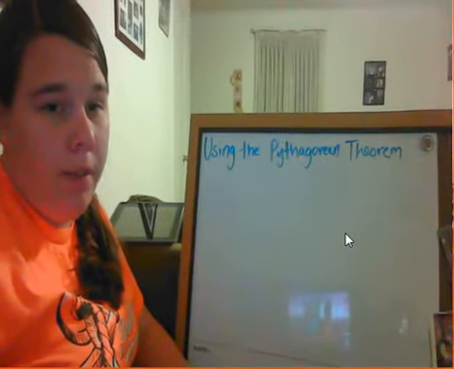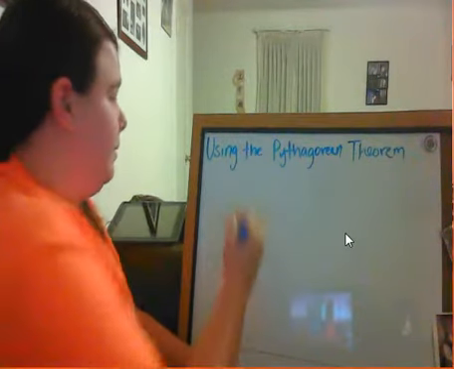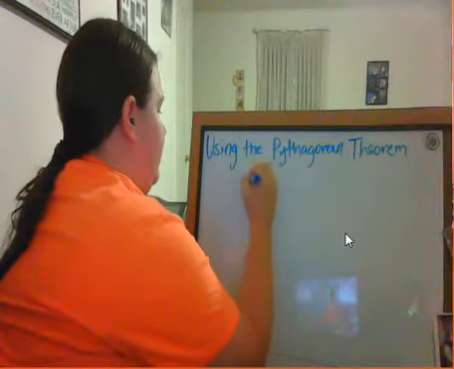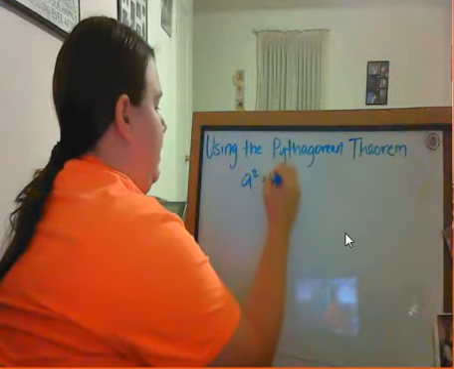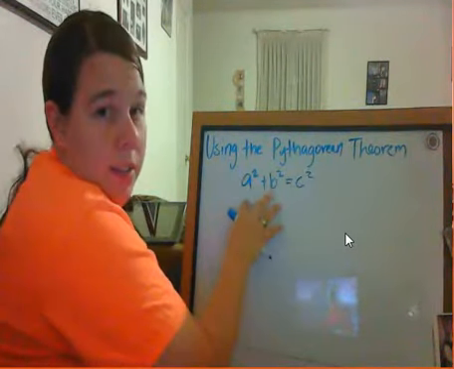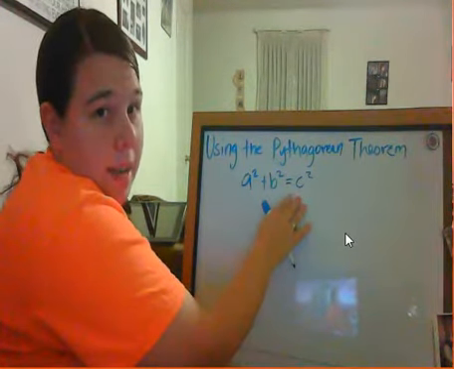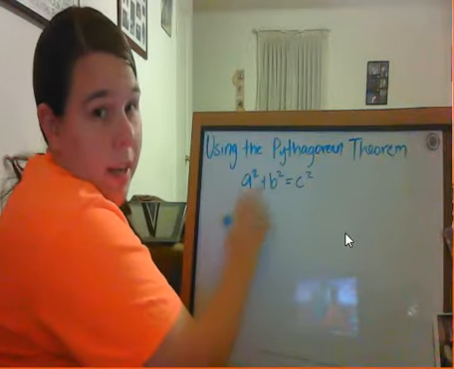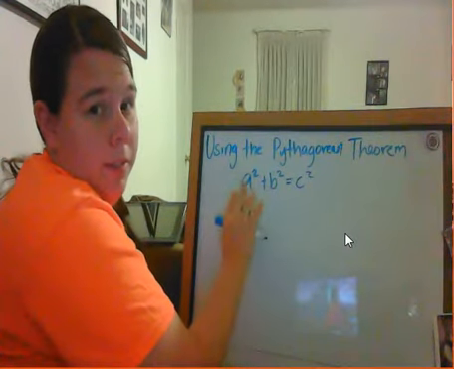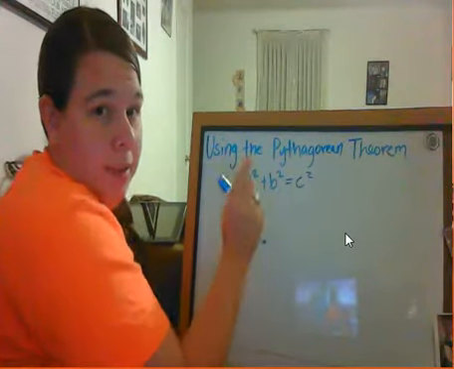We're going to talk about using the Pythagorean theorem. Now remember, the Pythagorean theorem is a squared plus b squared equals c squared. Now a squared and b squared have to be the legs of a right triangle, and c squared has to be the hypotenuse. It doesn't matter what order a and b are in because addition is commutative. So as long as a and b are the legs and c is the hypotenuse, you're good to go.